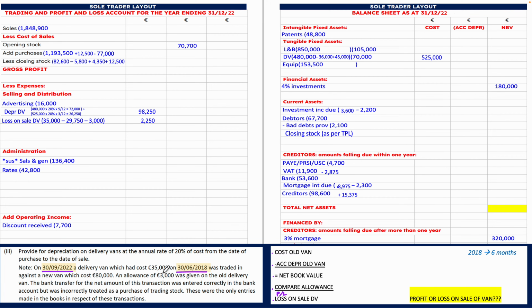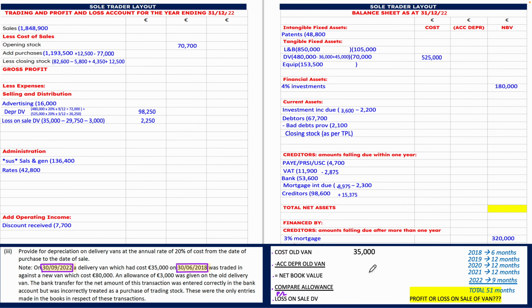So for 2018, we got it at the end of the 6th month. So that means that we had it for 6 months of the year for 2018. 2019, we had 12 months. 2020 we had 12 months, 2021 we had 12 months, and then 2022 we had it for 9 months of the year. Okay, we tot all that up, that is 51 months over the 5 years that we had that old van.